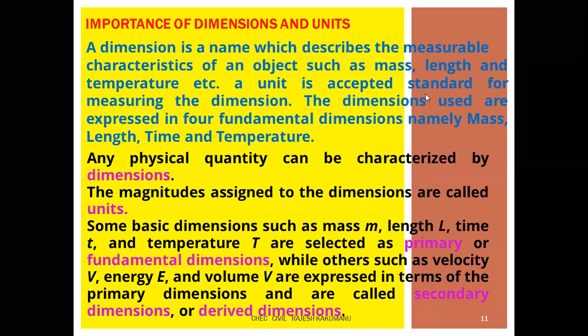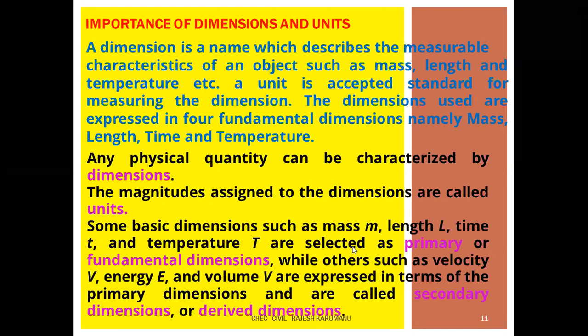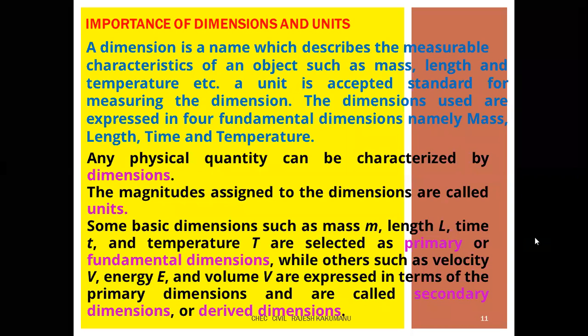Now, dimensions have two categories. First category is primary dimensions. Second category is secondary or derived dimensions. In the primary category we have length, mass, time, and temperature, MLTT. Whereas in the secondary dimensions we have volume, energy, and velocity, VEV, which are expressed as secondary dimensions.